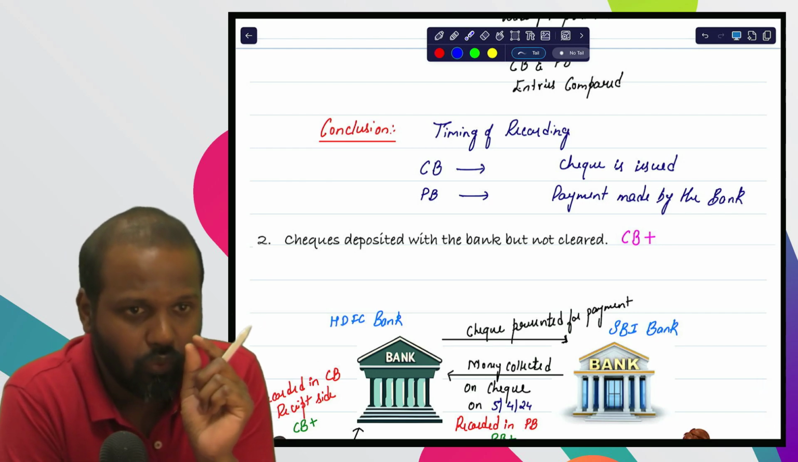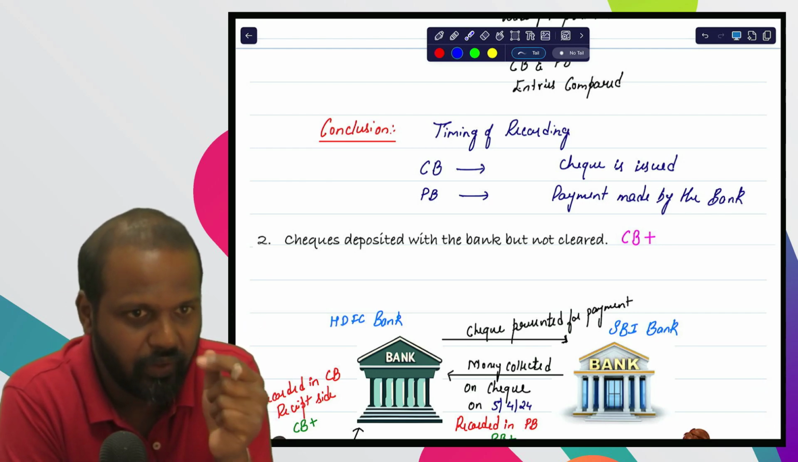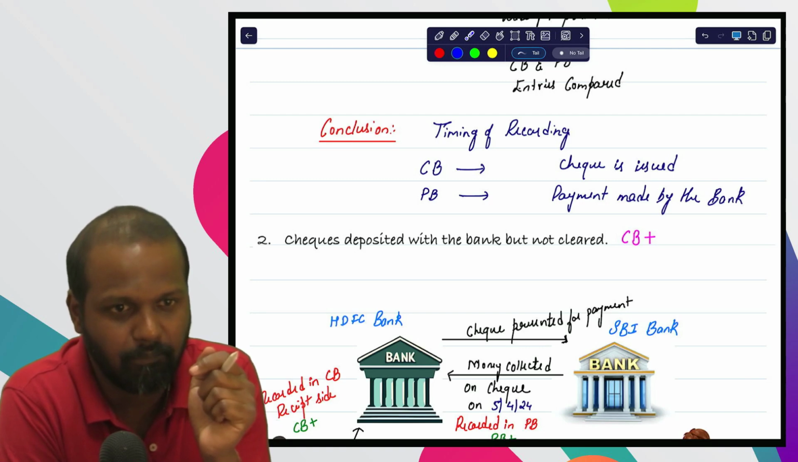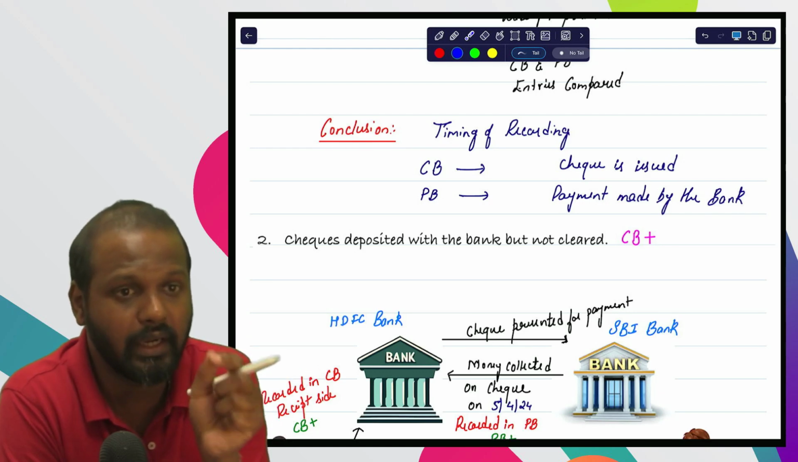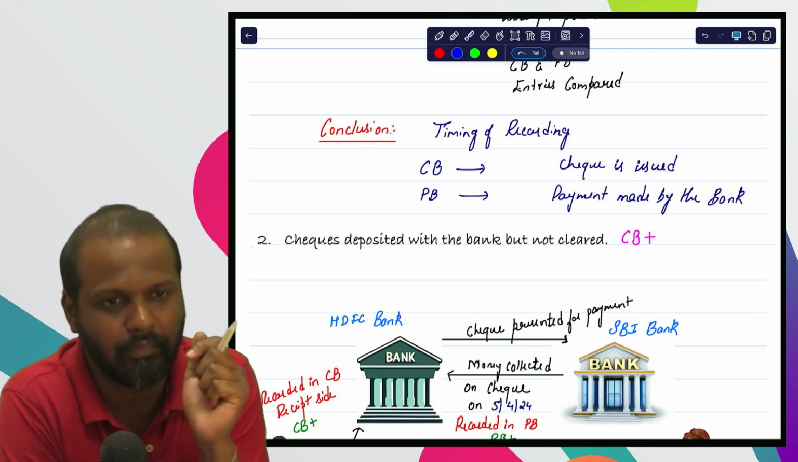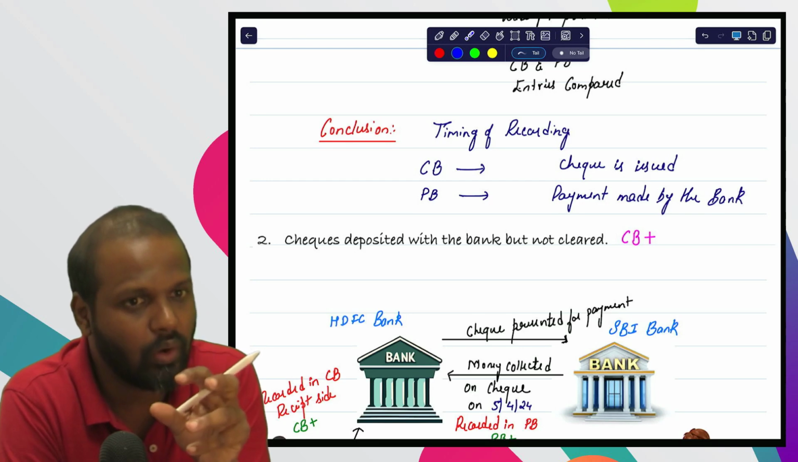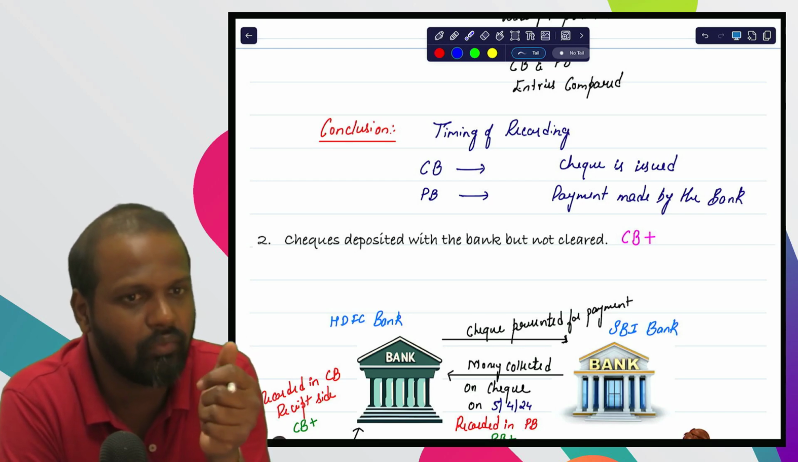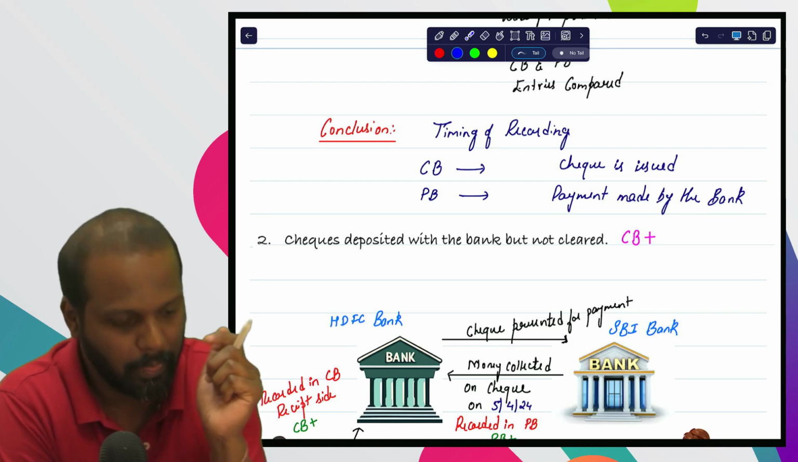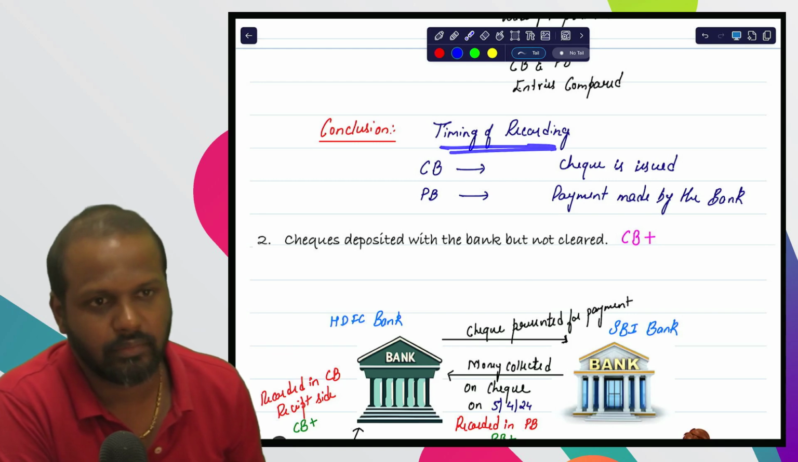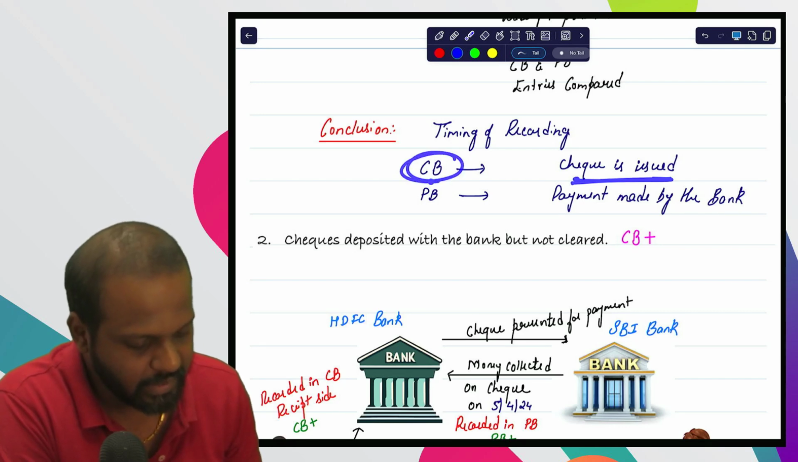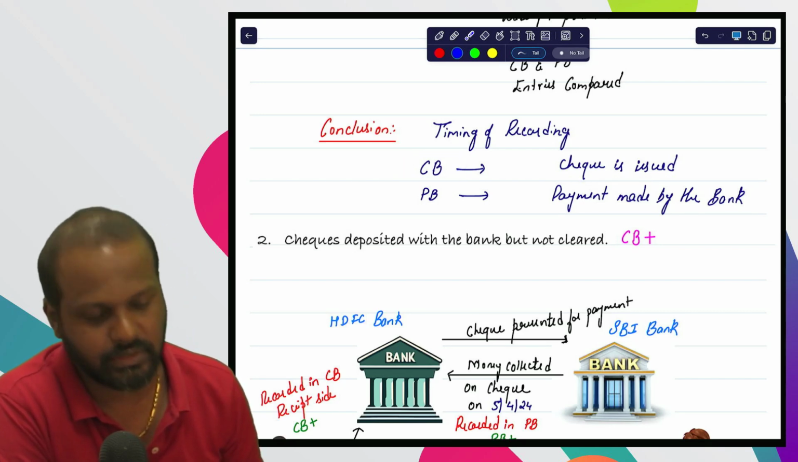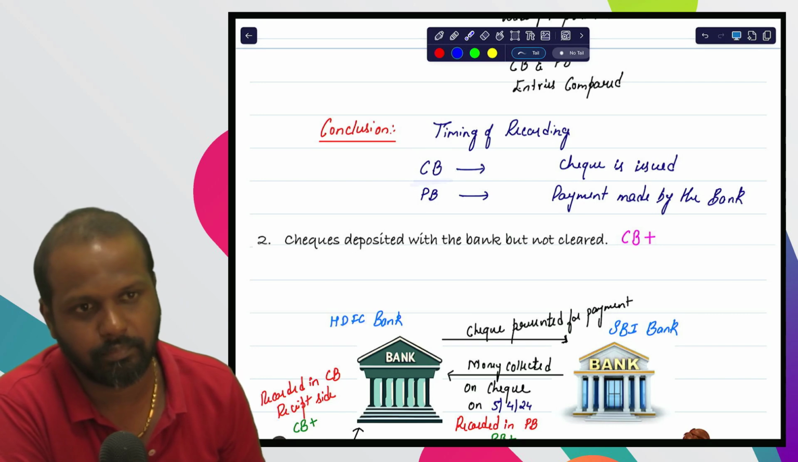See, whenever you want to find where the entry is being recorded, then you should know timing of recording. Who will record the transaction, at what point of time? If you know the timing of recording of transaction, then easily you can find out where the entry is recorded and where it is not recorded. So timing of recording. Whenever the check is issued, immediately entry will come in cash book. When check is issued, entry will come in cash book.